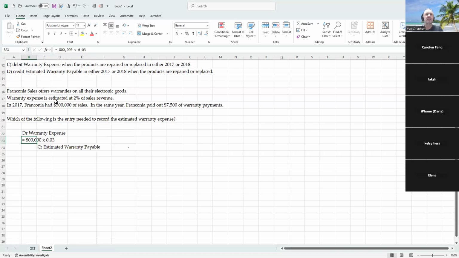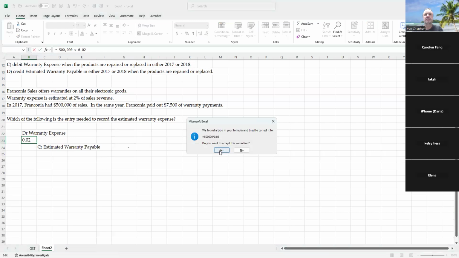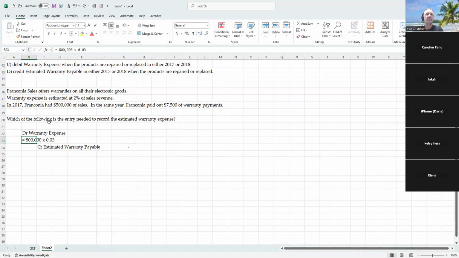Now, how much will be the amount? We have to calculate it. Based on this case, it will be 500,000 times 0.02. I don't want you to calculate this for me. So what are we gonna get here? 500,000 times 0.02, 10,000. We get the first one. Later on, they pay the warranty payment.